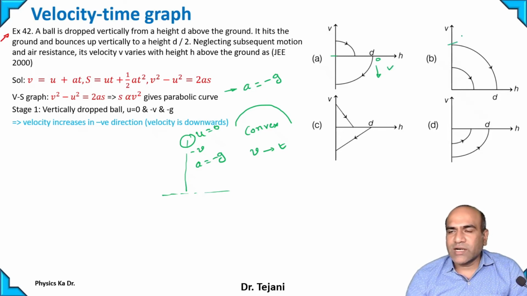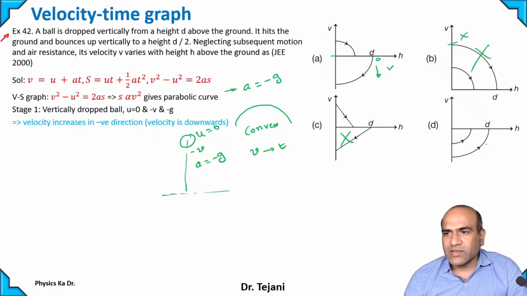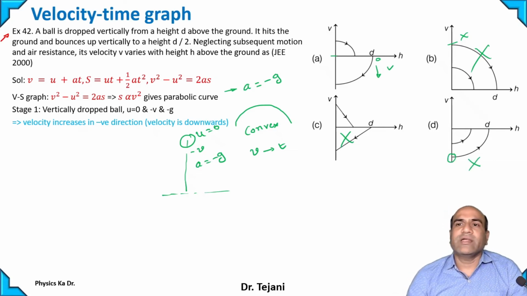Velocity is not starting from 0, so this one is wrong. The third one, the shape should be either concave or convex, so C is also incorrect. D, we can see velocity is not starting from 0, so this one is also incorrect. Only A is having the correct option.